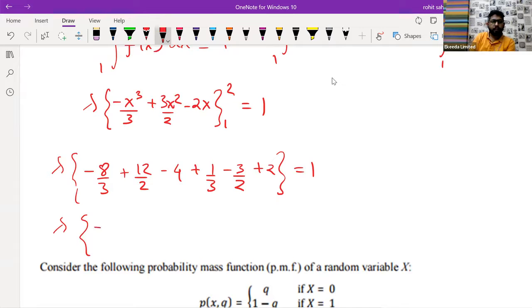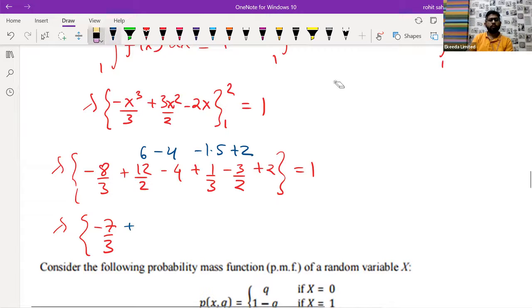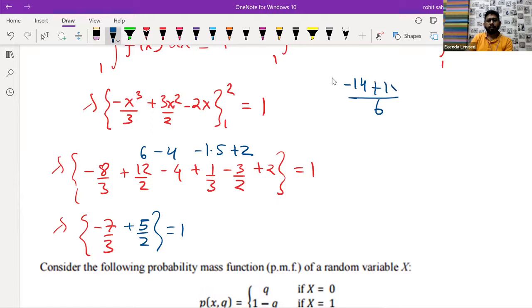-8 by 3, -7 by 3 हो जाएगा. ये हो गया 6 -4, ये तो हो गया -1.5 and plus 2, so ये हो गया 5.5 0.5 plus 2.5. ऐसा अगर इसको ऐसा नहीं लिखना हो तो 2.5 को 5/2 लिख देते हैं, इक्वल टू 1. तो ये कॉमन बेस लिया 6, सो -14 माइनस में आ रहा है प्लस 15. लैम्डा इक्वल टू 1, so lambda by 6 is 1, so lambda is 6.